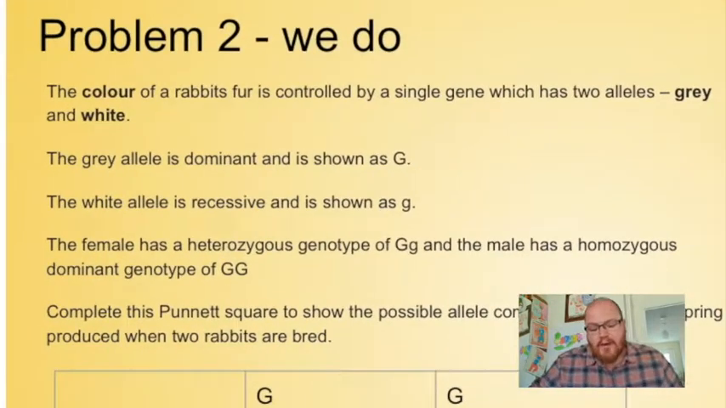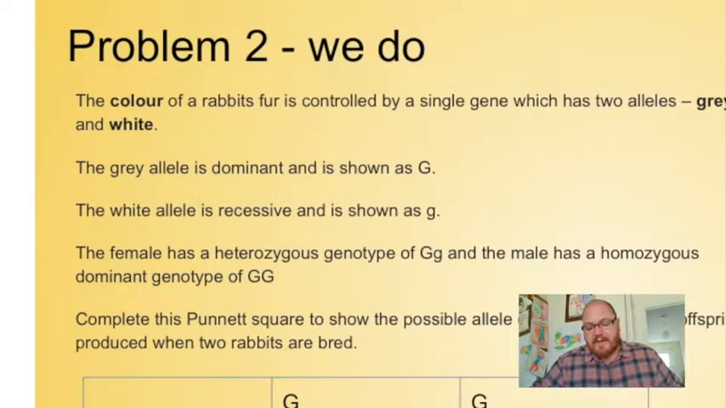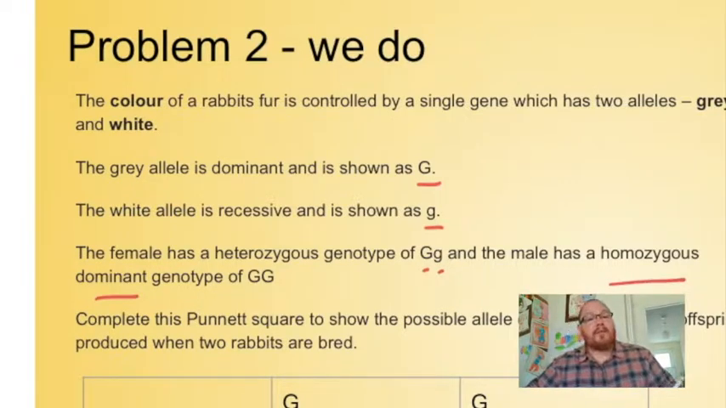The colour of rabbit's fur is controlled by a single gene. Again, there it is. Grey and white. The grey allele is dominant and is capital G. The white allele is recessive and is a lowercase g. The female is heterozygous, which means it's going to have one big one, one little one. And the male is homozygous dominant, which means it's going to have two big ones. Homozygous, the same, dominant, big.